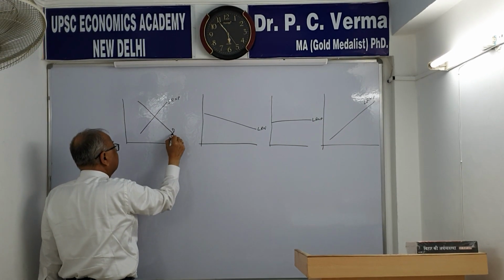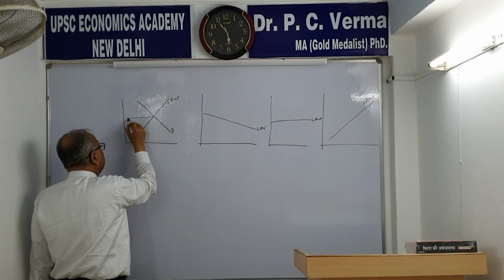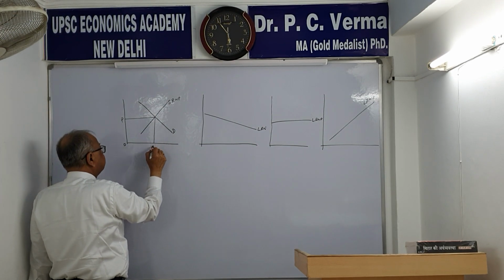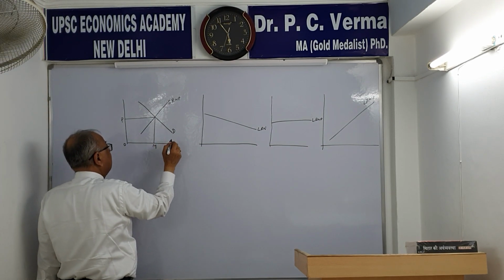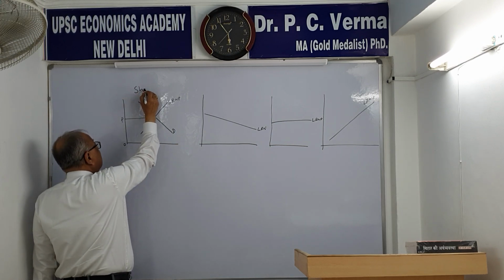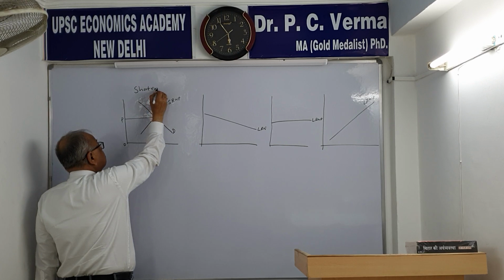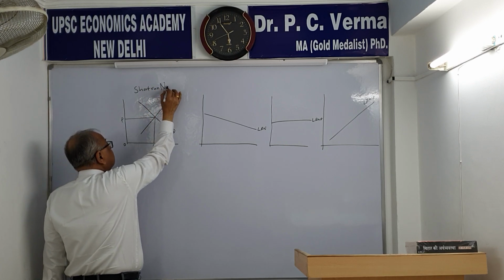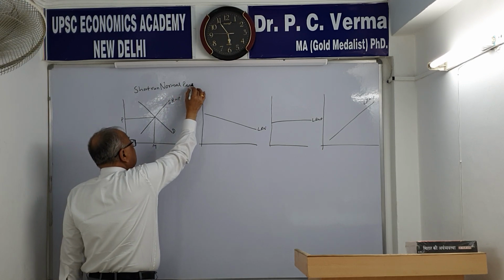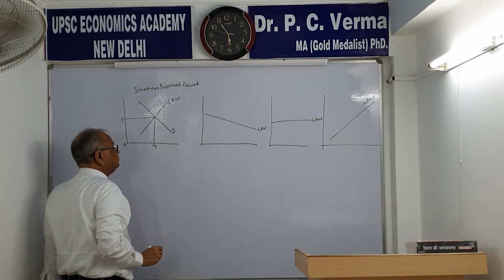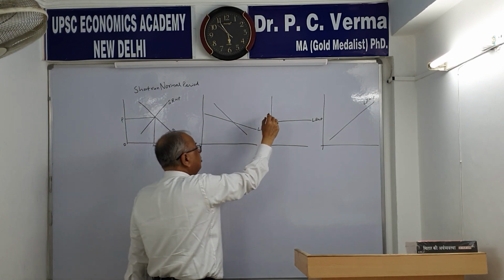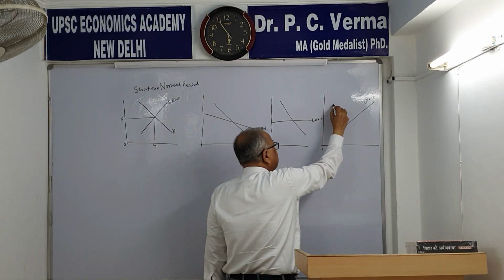Putting the demand curve, we will get equilibrium. This is called short run normal period. Again you put the demand curve.